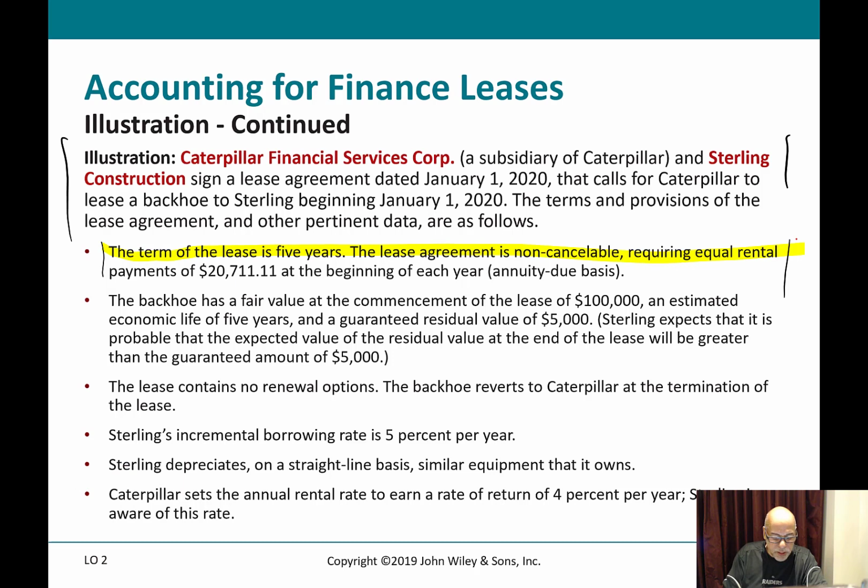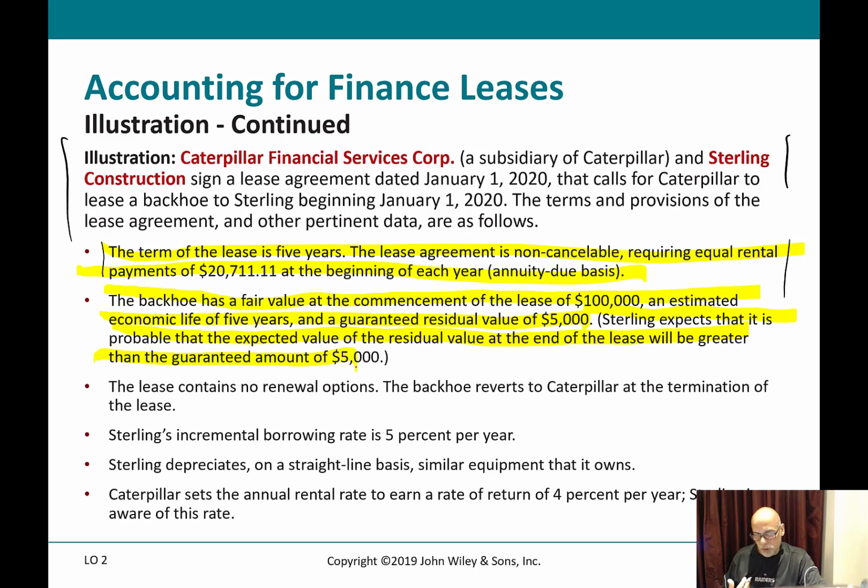Okay, so there's the information about the lease. The backhoe has a fair value at the commencement of the lease of $100,000, an estimated economic life of 5 years, a guaranteed residual value of $5,000, and Sterling expects that it is probable that the expected residual value at the end of the lease will be greater than the guaranteed amount.